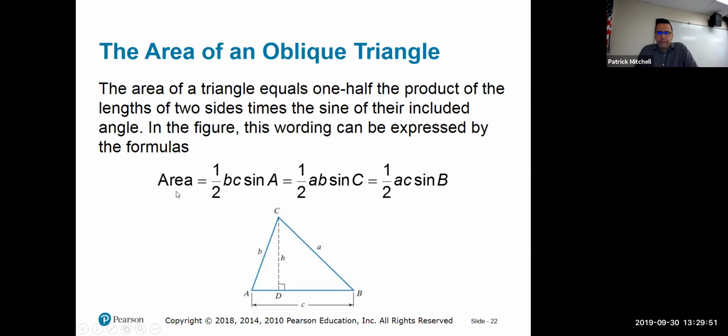There are 3 different versions of this depending on what information you have. The area of a triangle can be found by taking 1/2 the product of two sides and the angle between them. And basically that captures all of these: 1/2 times the product of two sides times the sine of the angle between them. So that angle could be either A or B or C. And again, depending on what information you have, will tell you which version of this to use.